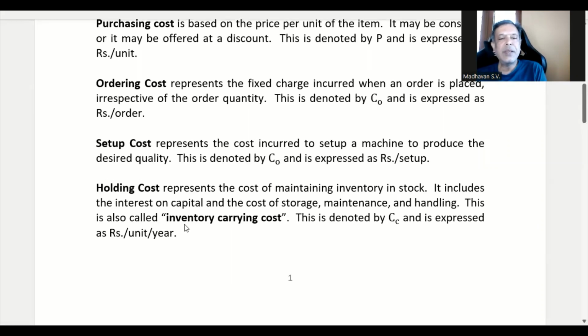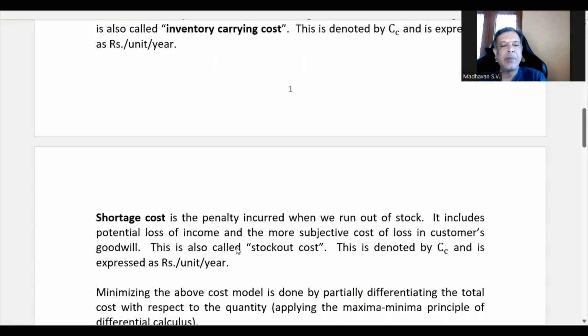Holding cost represents the cost of maintaining inventory in stock. We can say it is the cost to the company towards carrying inventory. So it includes the interest on capital and the cost of storage, maintenance, and handling. This is also called inventory carrying cost. This is denoted by capital C suffix C and is expressed as rupees per unit per annum.